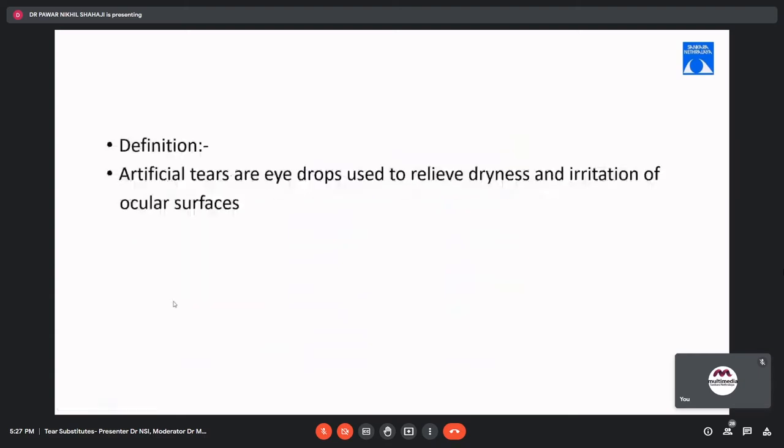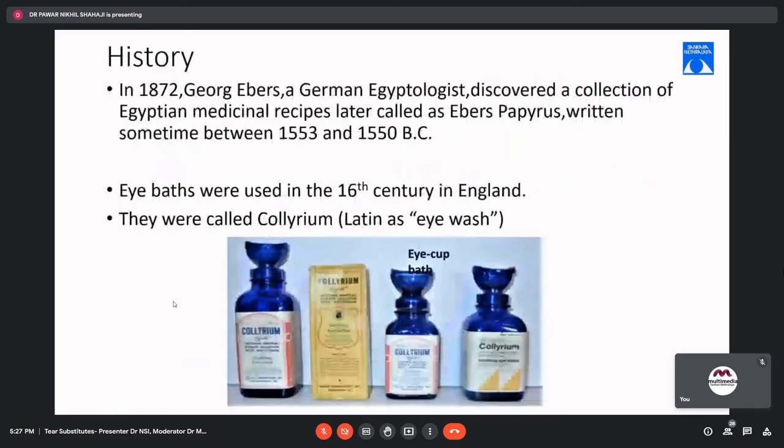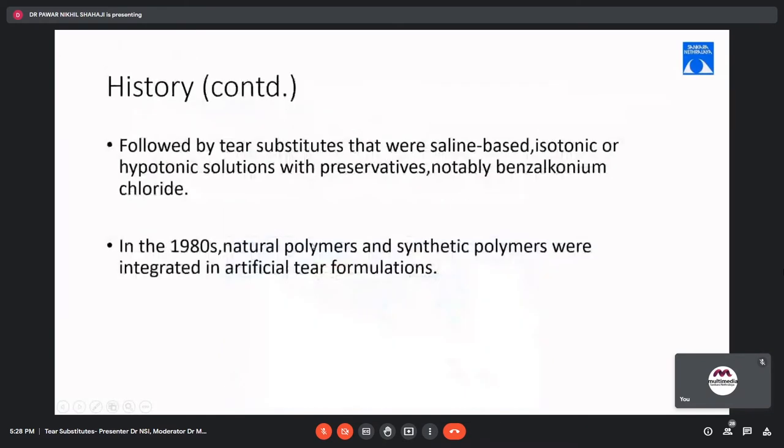Artificial tear substitutes: these are the eye drops used to relieve dryness and irritation of the ocular surfaces. In 1872, George Ebers, a German Egyptologist, discovered a collection of Egyptian medical recipes, later called the Ebers papyrus, and they were used as eye baths in the 16th century, and they were called collyrium, Latin for eye wash, followed by tear substitutes that were saline-based, isotonic or hypotonic solutions with preservatives, notably benzalkonium chloride. In the 1980s, natural polymers and synthetic polymers were integrated in artificial tear formulations.